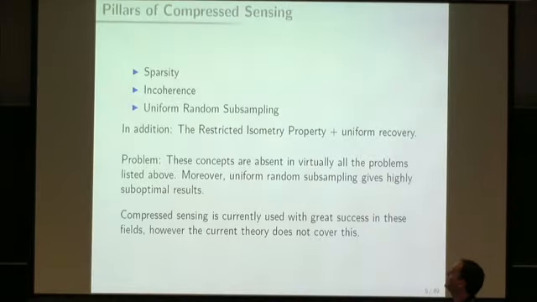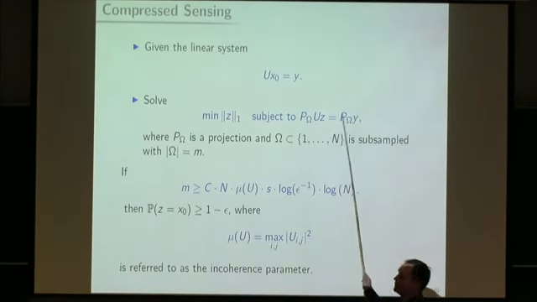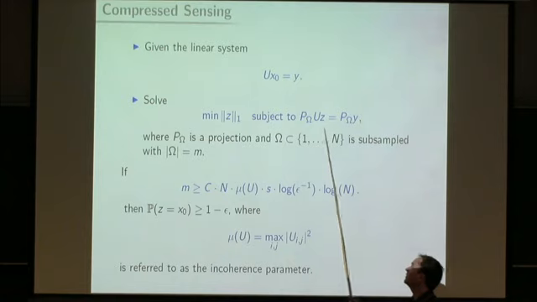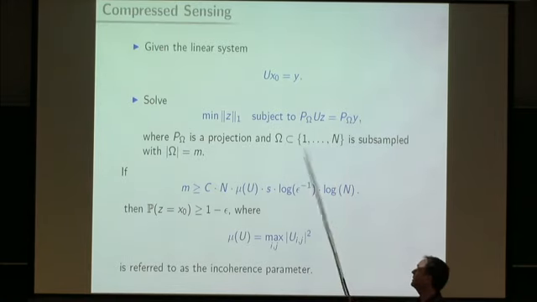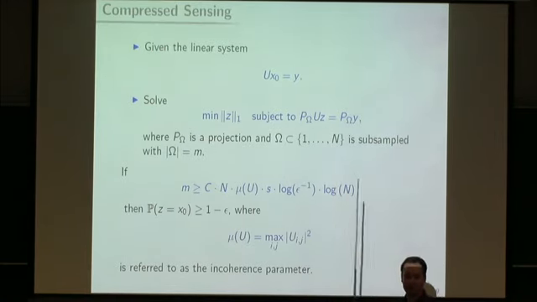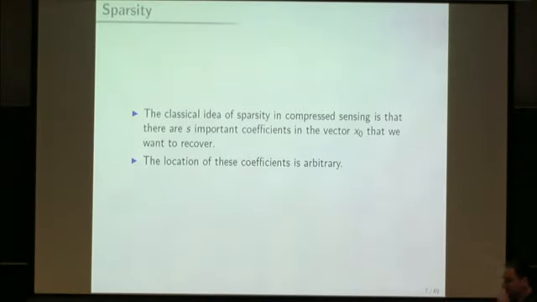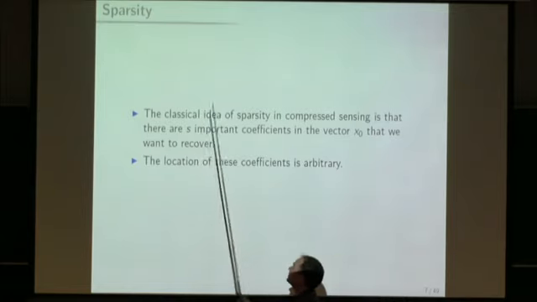Yes, all of these here use exactly the same algorithm, but different sampling schemes. So different P omega, very, very different sampling schemes, but exactly the same amount of information. Okay, so that was uniform random subsampling, which is part of one of the pillars. Now let's talk about sparsity.